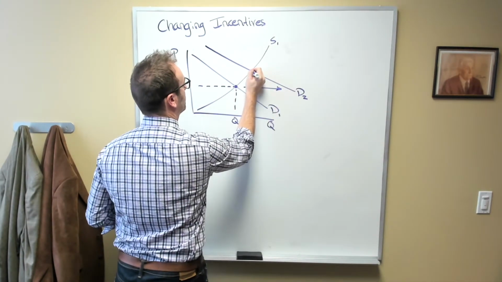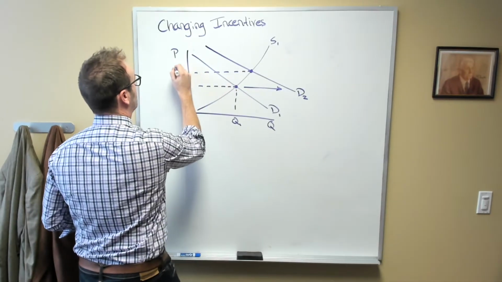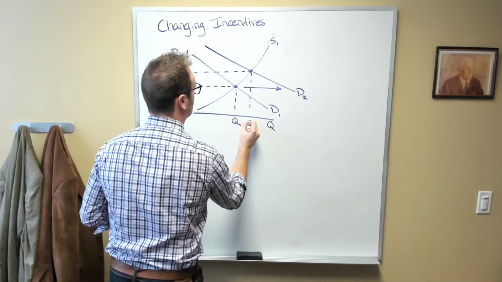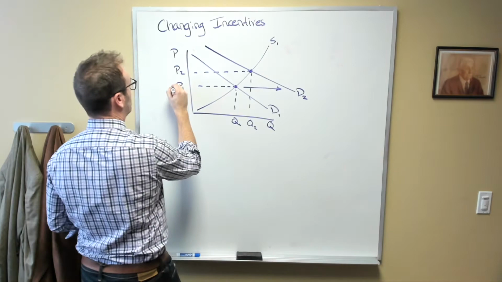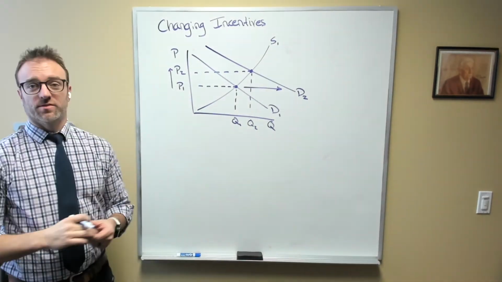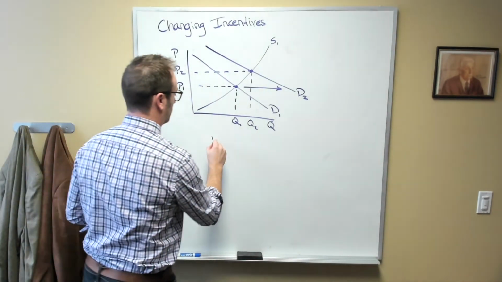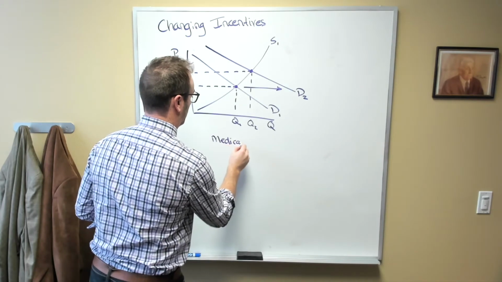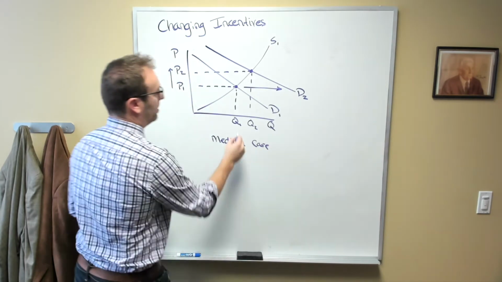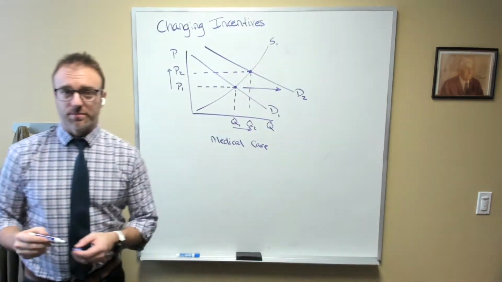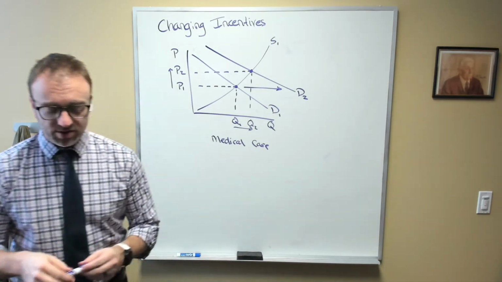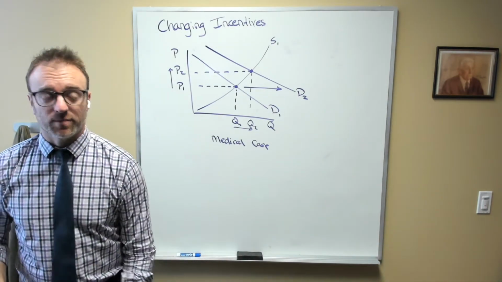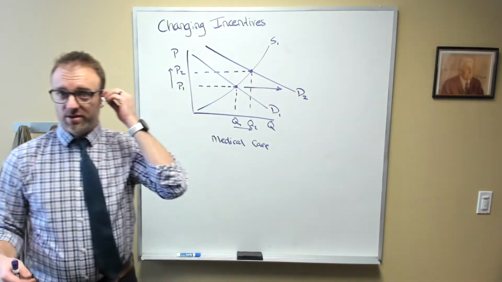And when we have an increase in demand, we'll see two things. First, we'll see an increase in the price of this good. In this case, the good in question is medical care. And second, we'll see an increase in quantity. Now, this is no different from increasing the demand for apples or cars or anything else.